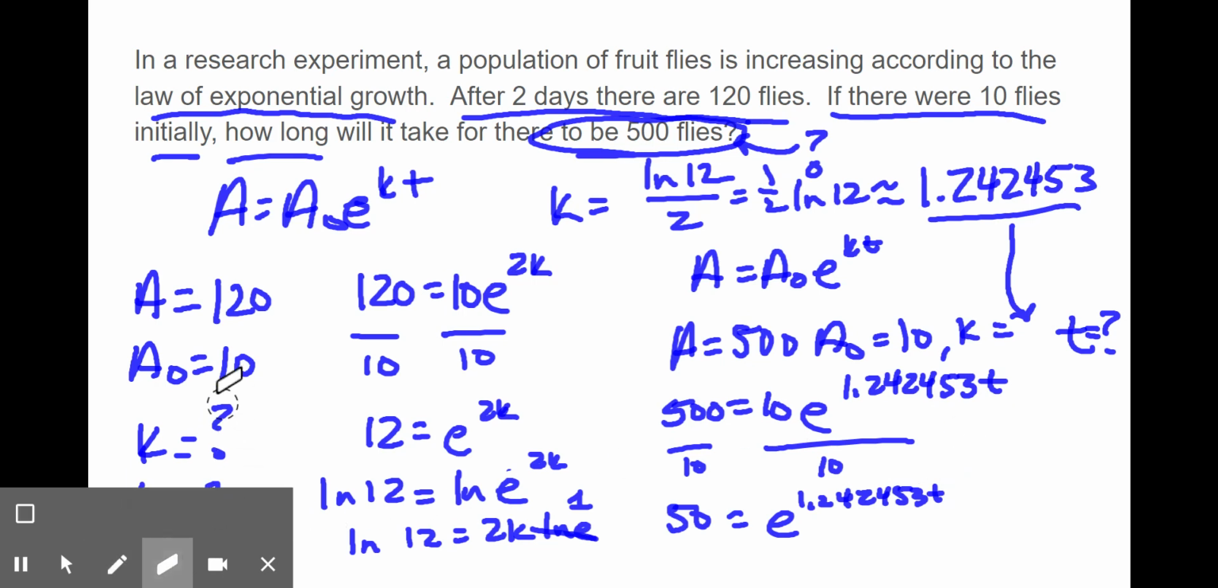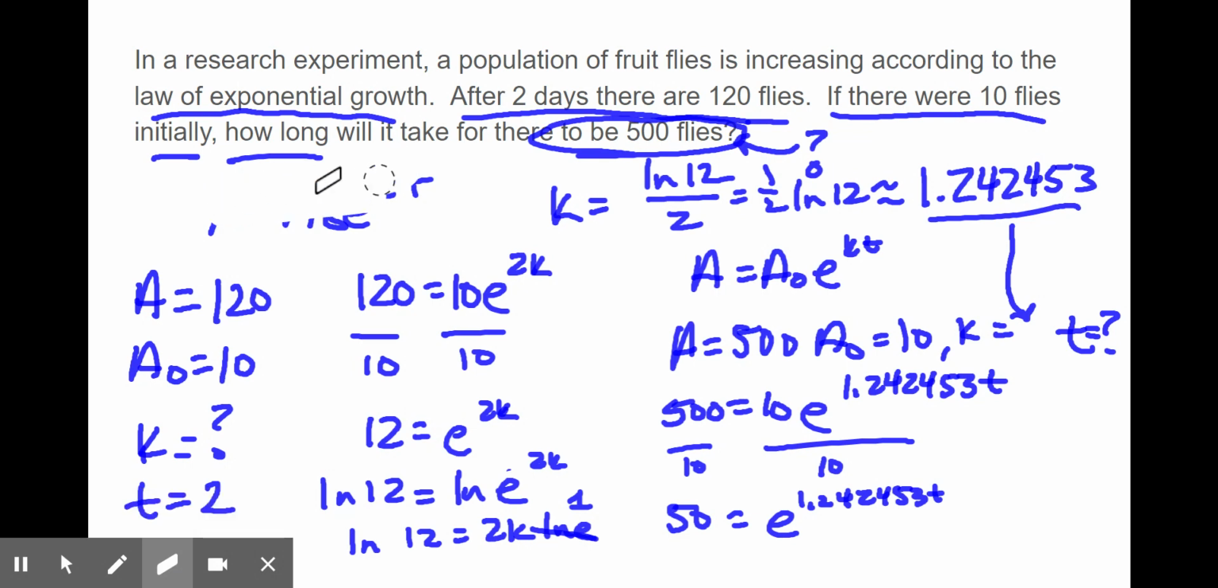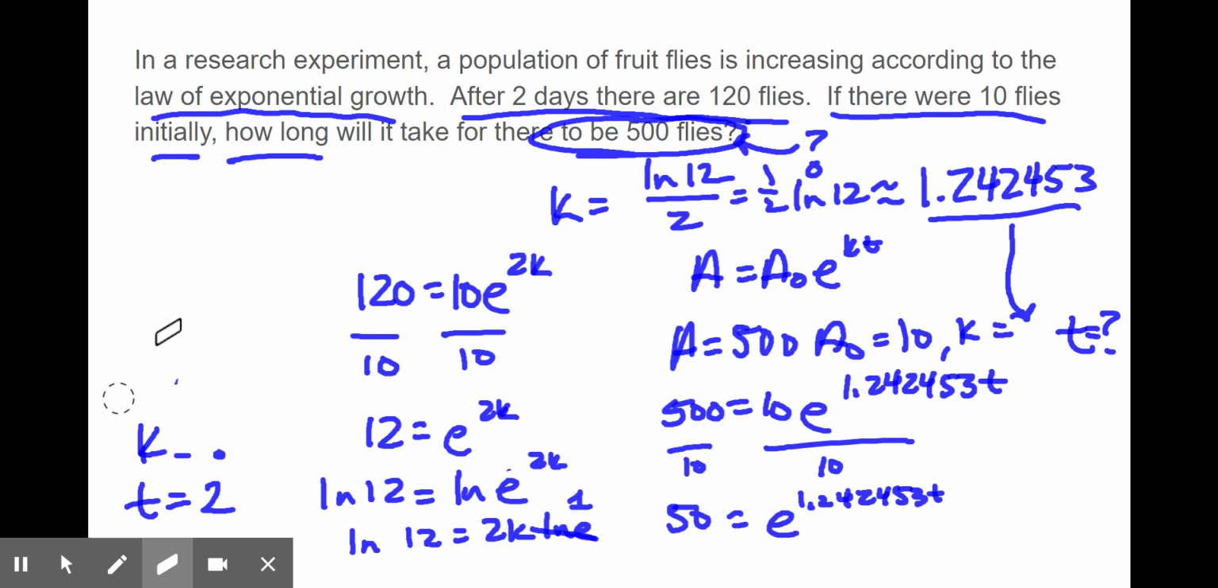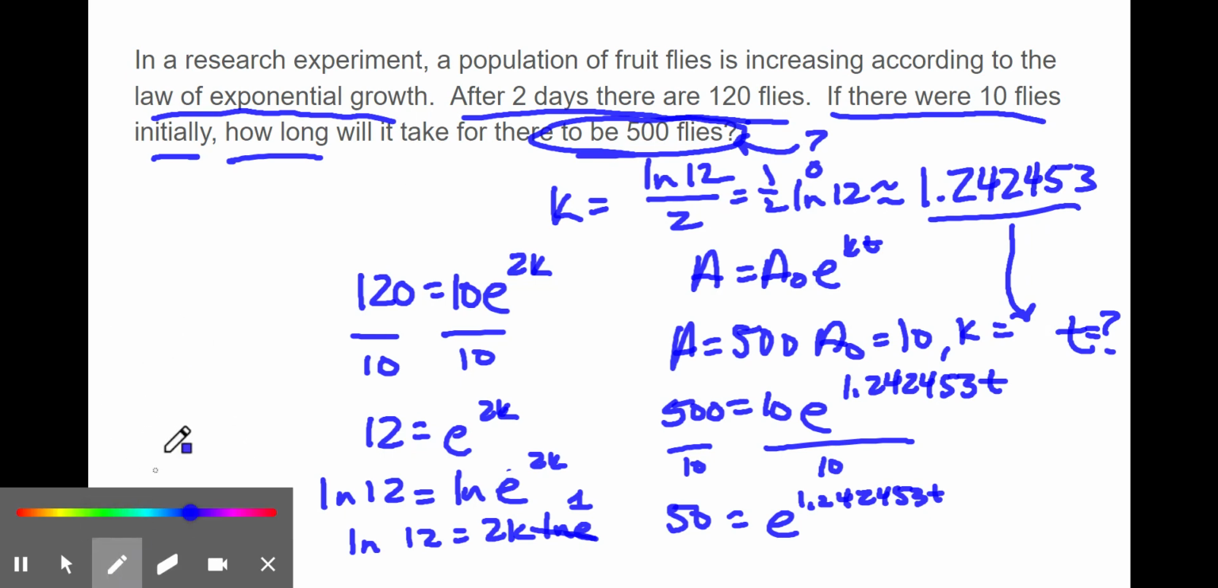Let me erase some stuff over here so I can keep going. Give me 1 second. Let me just erase some stuff here so I have enough room. All right, there we go.